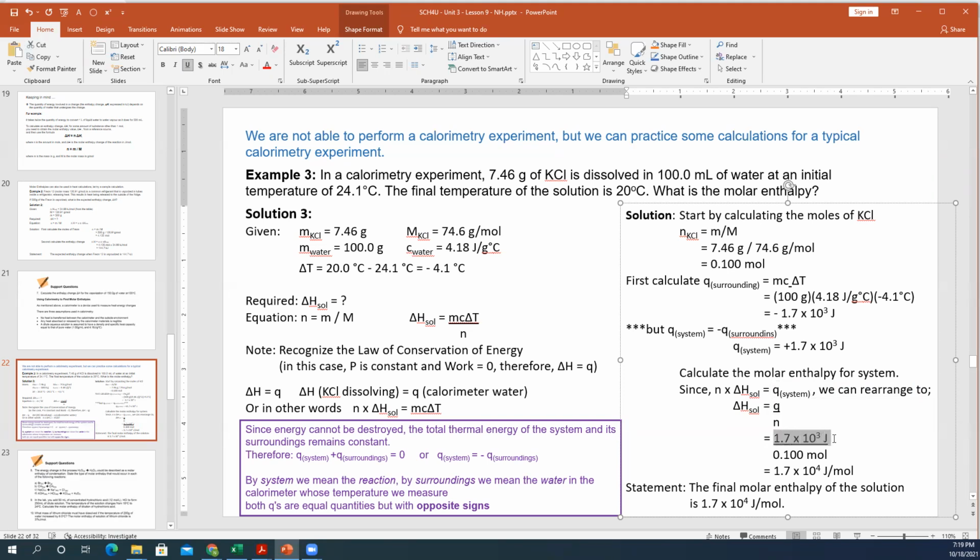1.7 times 10 to the 3 joules divided by 0.1 moles. And that gives us 1.7 times 10 to the 4 joules per mole. Then we write our statement, which is very important. The final molar enthalpy of the solution is 1.7 times 10 to the 4 joules per mole.